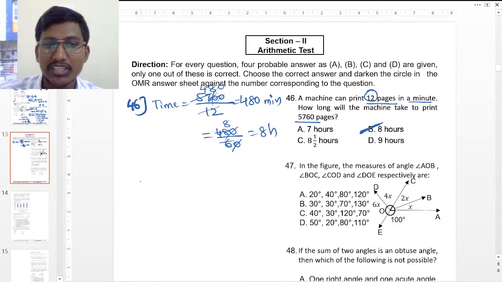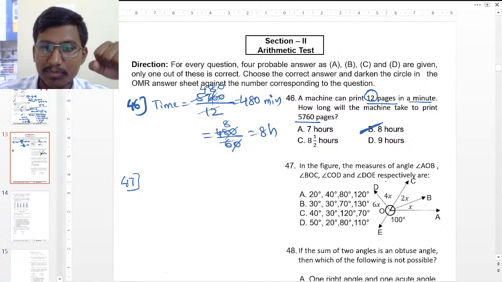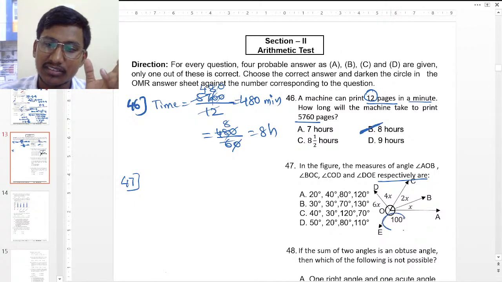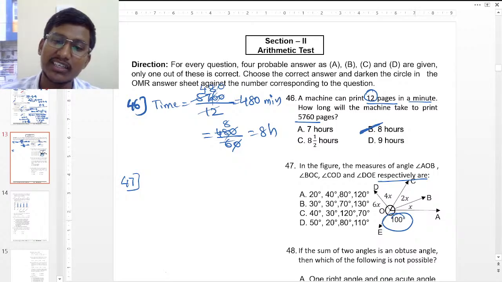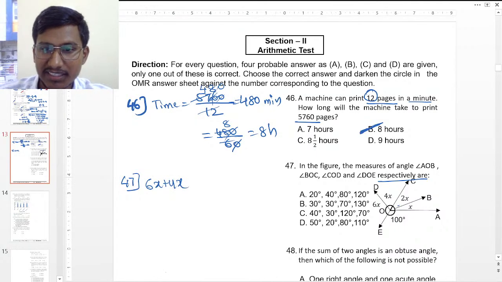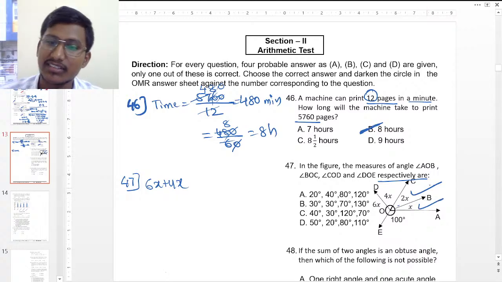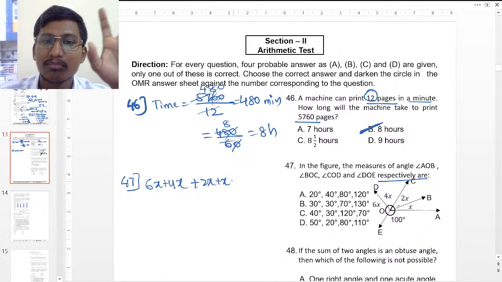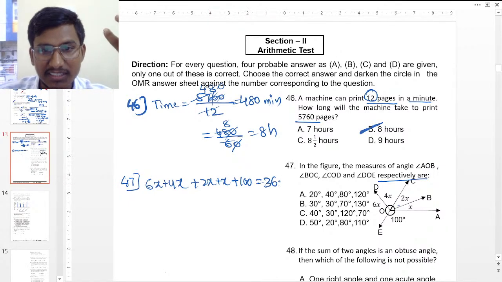Okay, let's do question 47 now. This is about angles, right? We have to find the measures of the angles in the figure. Here one angle is given as 100. We know the complete angle is 360 degrees. So 6x plus 4x plus 2x plus x plus 100 will be 360 degrees, the complete angle.